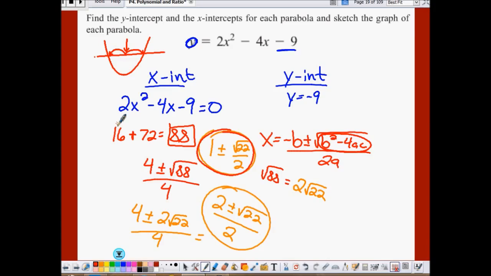So once you do all this intercept work, you can look right here and find your axis of symmetry. Wow. Look at this formula. So you can look right here to find your axis of symmetry. What's the formula for the axis of symmetry? Negative b over 2a. It's the first part of your quadratic.